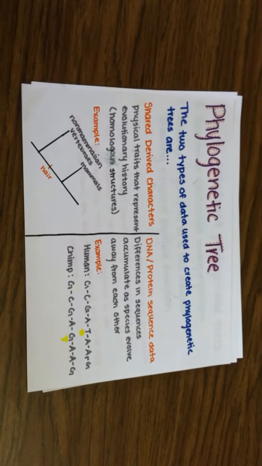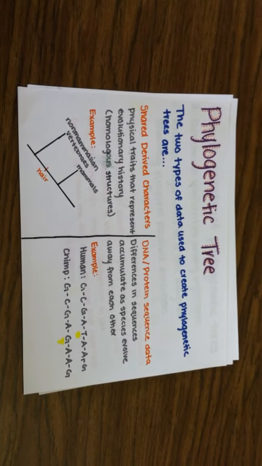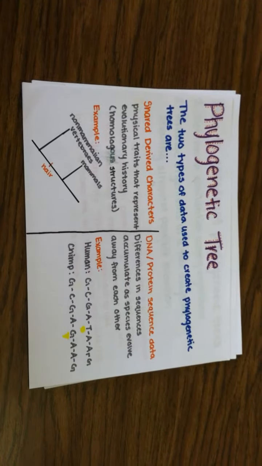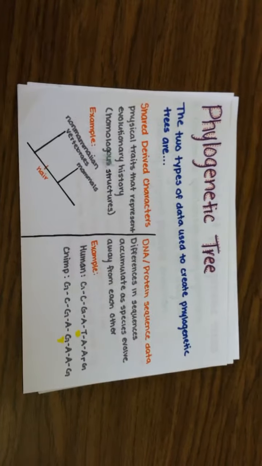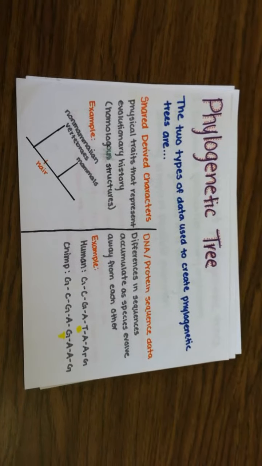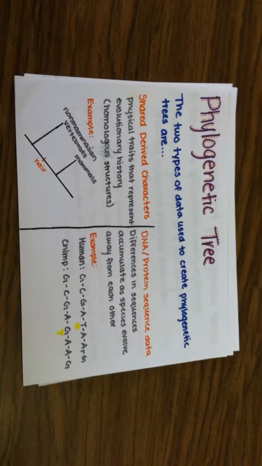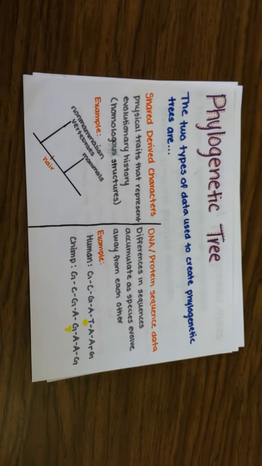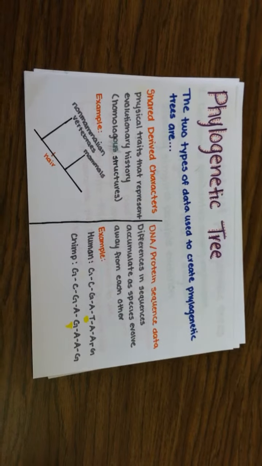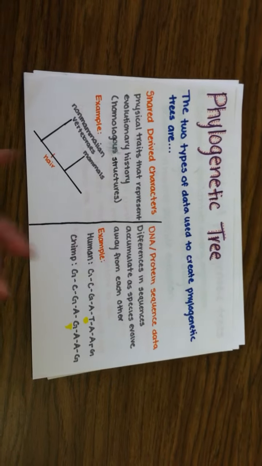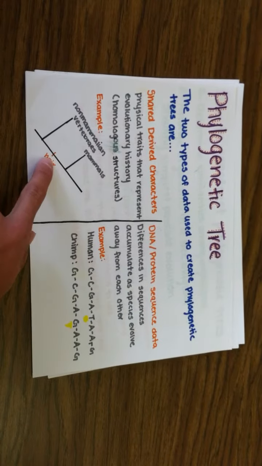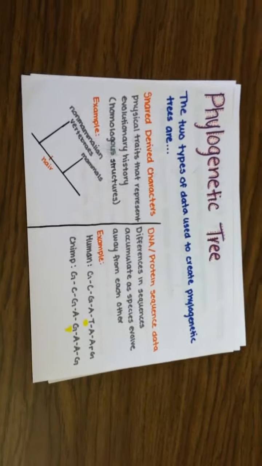Two types of data are used to create phylogenetic trees. Shared derived characters, physical traits that represent evolutionary history, which are homologous structures. For example, the non-mammalian vertebrates and the mammals. Hair separates these 2 columns.